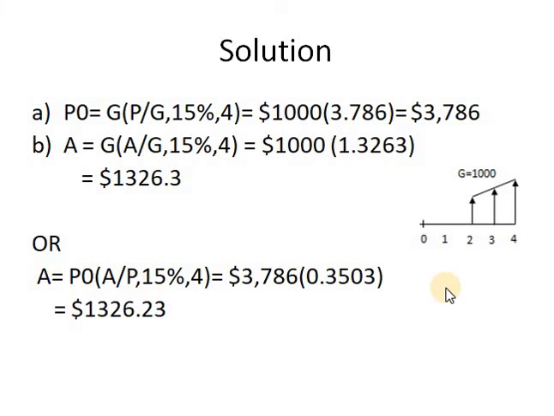So I know that G equals 1,000. If I want to get the present equivalence of this amount, you just directly apply the equation. P equals G into P knowing G, i, N. Now G is the 1,000. The interest here was 15%. And N equals 4.